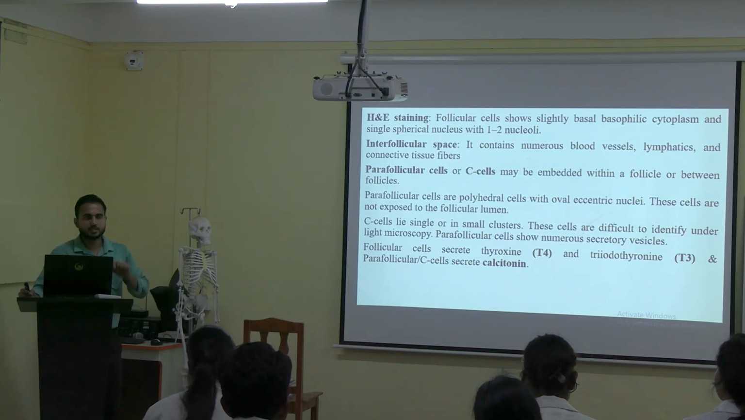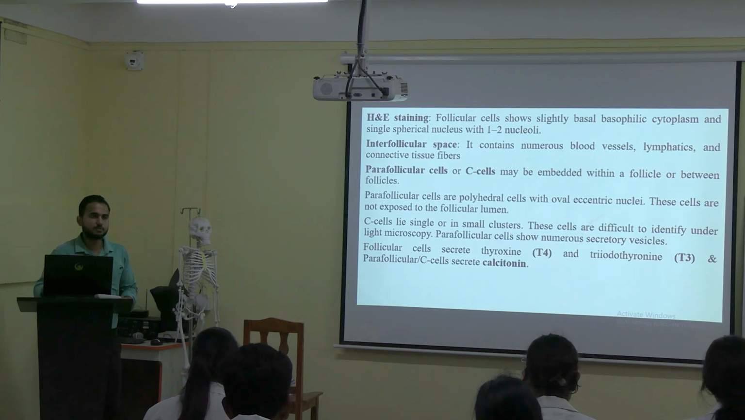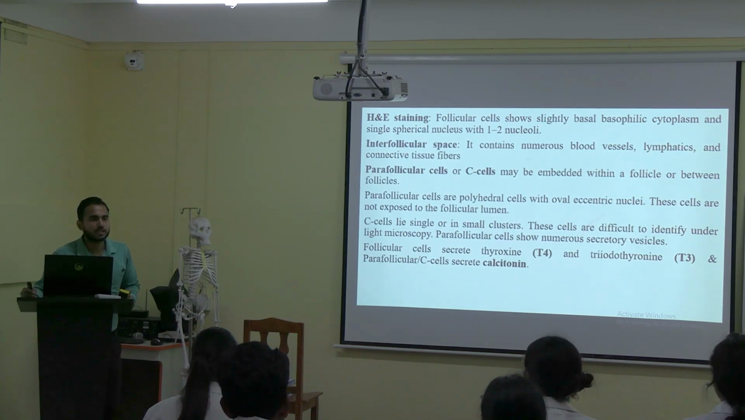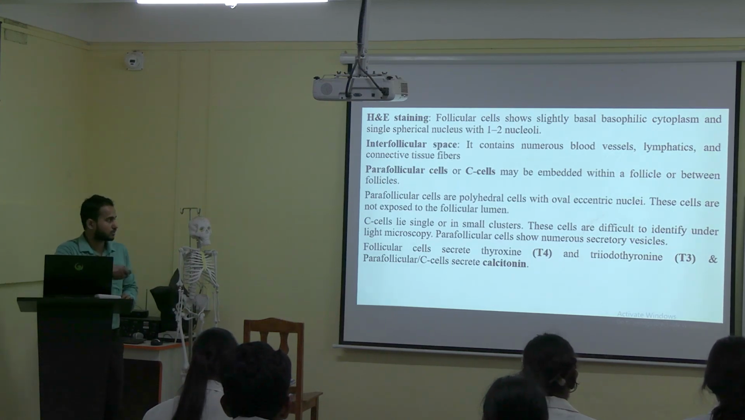Next, what is present inside the follicle? Colloid is present. Okay, colloid is made up of what? Thyroglobulin. It is a type of glycoprotein. These are the precursors of T3 and T4 hormones. Okay.